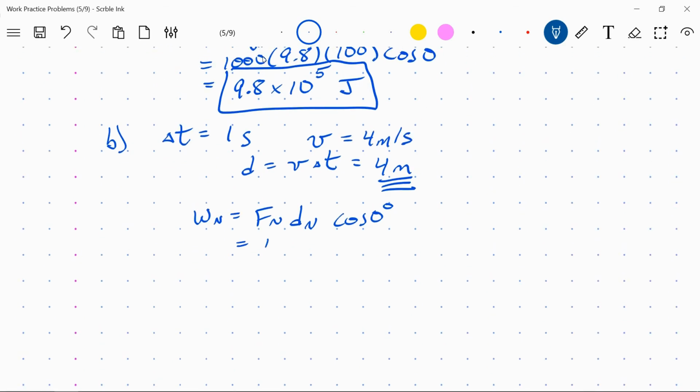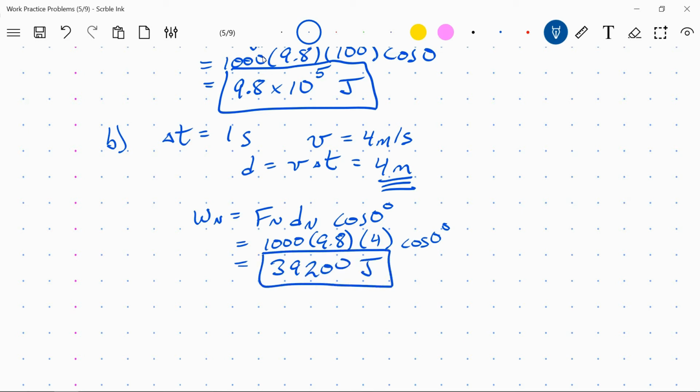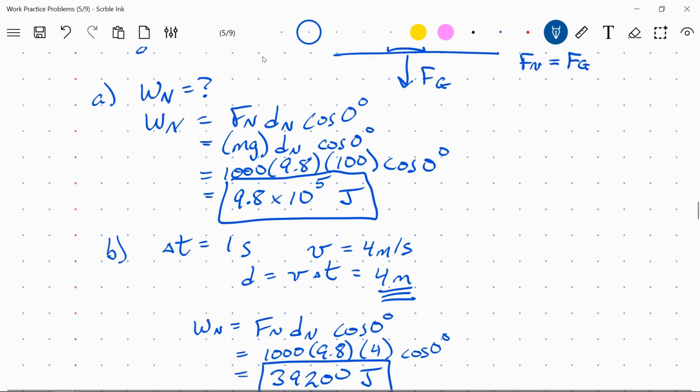So that's equal to, again, I'm just going to put it 1,000 times 9.8, that's the force. The distance of 4 meters, cosine of 0 degrees, which is positive 1. So in this case, we're going to have effectively 4,000 times 9.8. So 39,200 joules. All right, so that's it for part B.